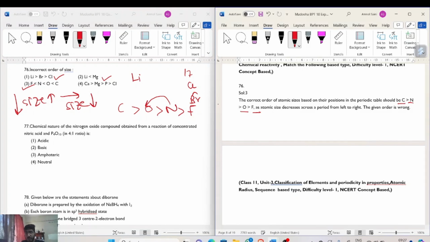As the atomic size decreases across the period from left to right, the given order is wrong. So the correct answer is option number 3.